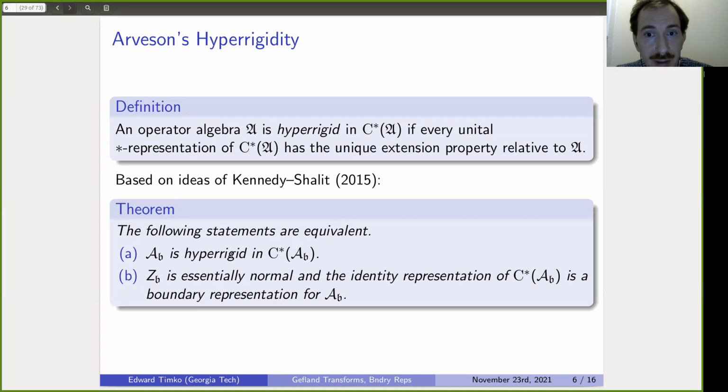So what we did was say, well, you can apply this to this broader class of ideals, but then you need this additional knowledge about when the identity representation is a boundary representation. So that's what we're going to explore some more.